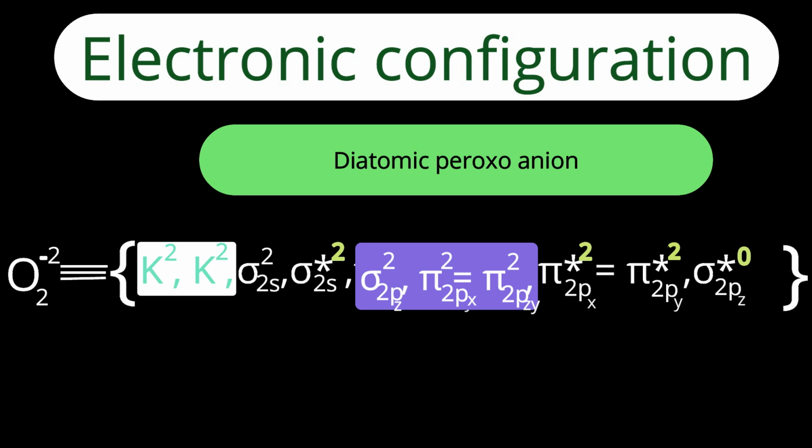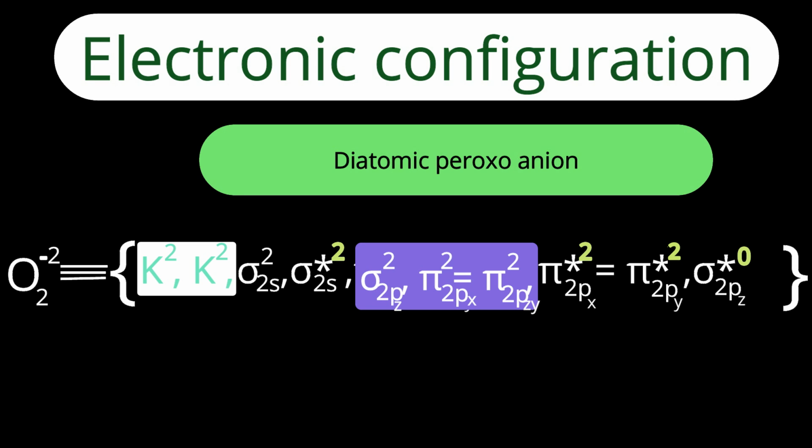In between them, there is an equal to sign. What does it signify? Their energies are the same. They are degenerate. In each orbital there, how many electrons? 2 electrons. The last, highest antibonding sigma star 2pz orbital has no electrons. So that's the electronic configuration for the peroxide anion.